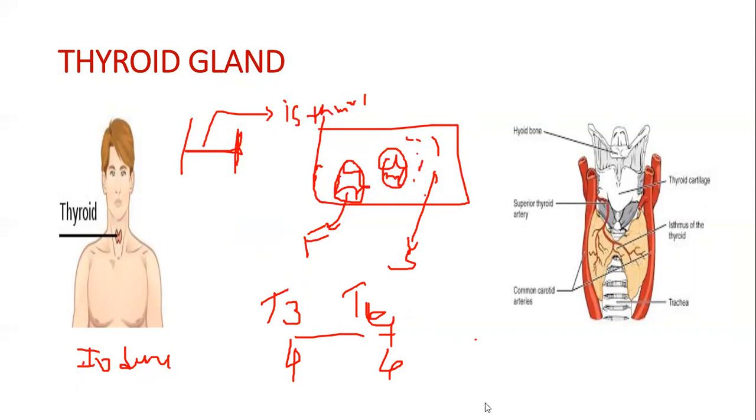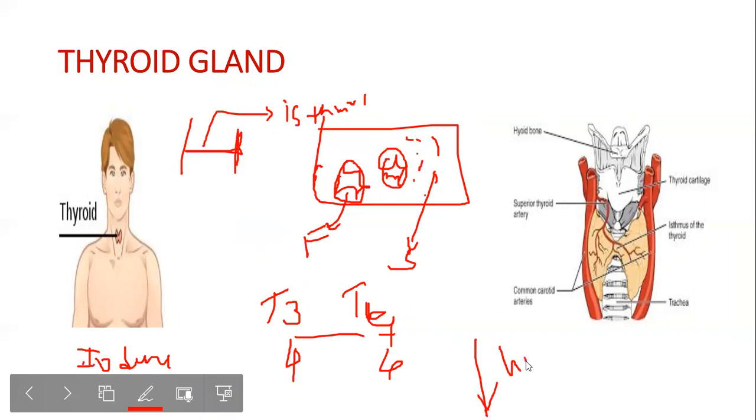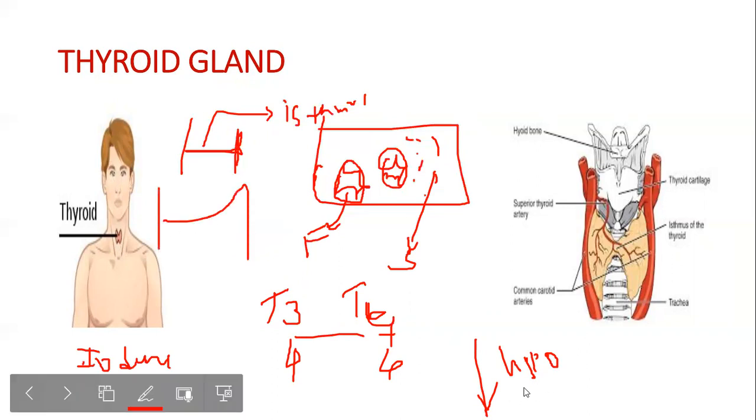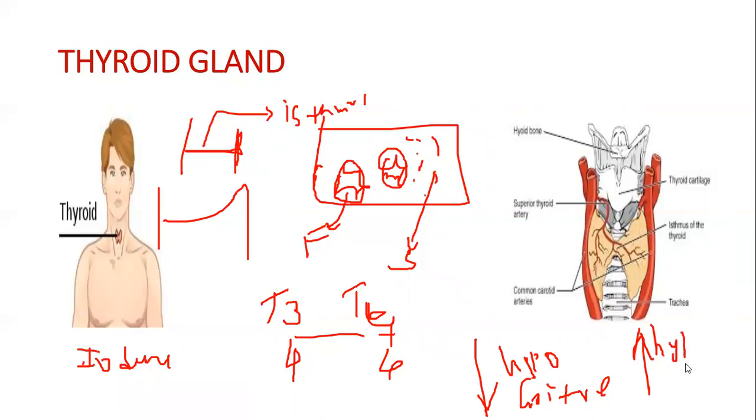When there is a deficiency of thyroid hormone, it leads to a condition called hypothyroidism, where there is normally an enlargement of the thyroid gland, and that is called goiter. And if there is overproduction of the thyroid hormone, it is called hyperthyroidism.